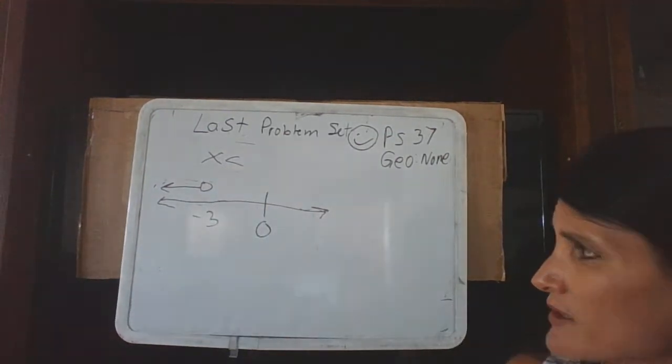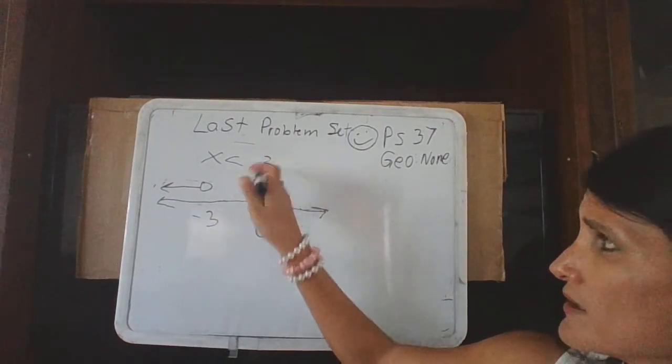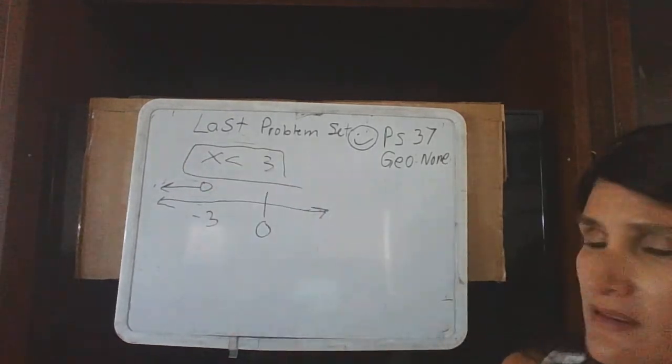Do not put the line. And then whatever number it's on, which is negative 3. So you would write x is less than negative 3. So your answer is x is less than negative 3.